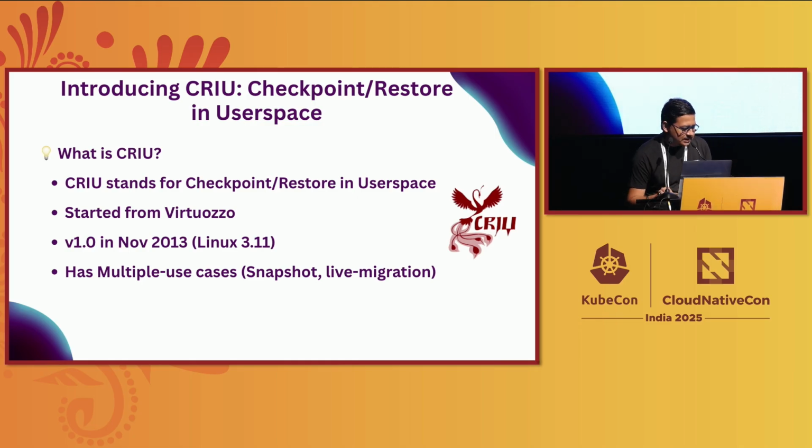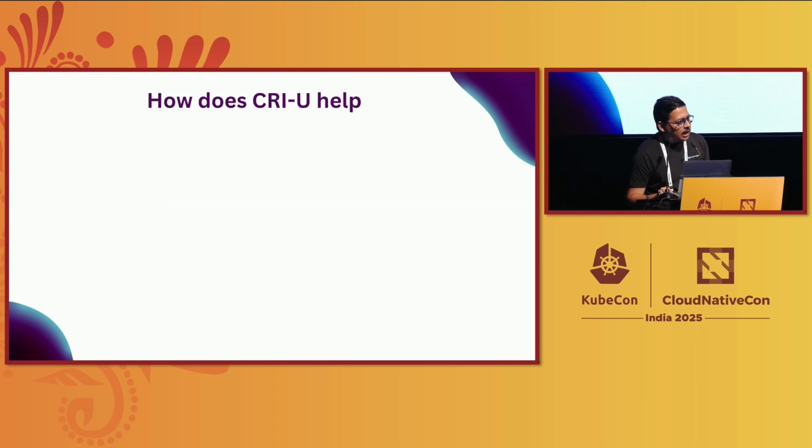So it started in November 2013 as a proof of concept, and apart from doing container checkpointing, it has multiple use cases like doing live migrations, doing a snapshot, producing a reproducible state across multiple clusters. So how does CRIU actually work? I think there might be a confusion between CRIU and CRI-O. Just to differentiate, CRI-O is a container runtime interface, which is one of the prerequisites we will come onto later.